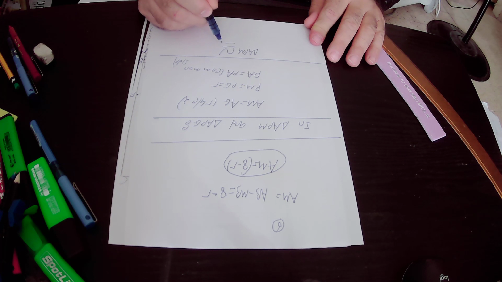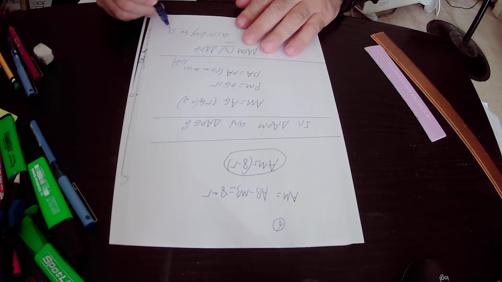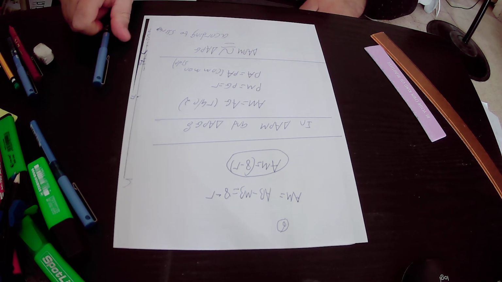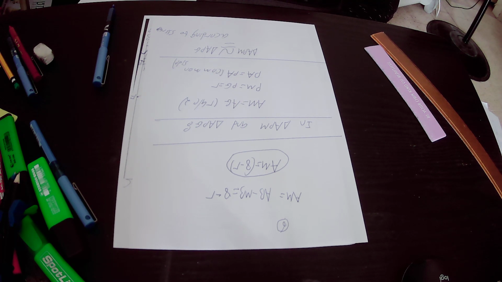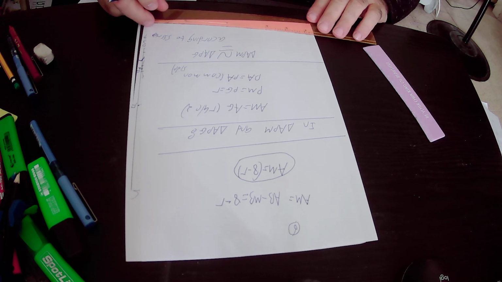is congruent. This is the sign of congruent to the right triangle APG according to side rule. Okay? So what is side rule? Side rule is that if you prove that all three sides of one triangle are correspondingly equal to all the three sides of the other triangle, then you proved that those two triangles can go into each other according to side rule.